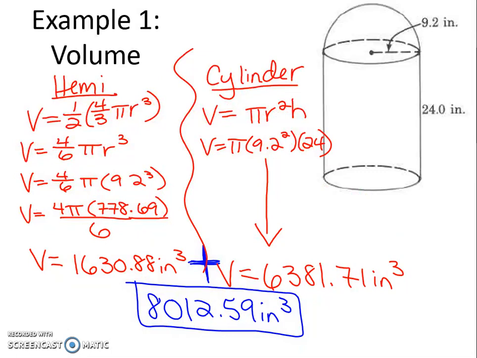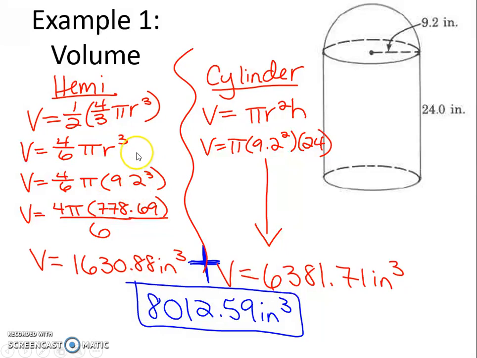Let's take a look at the volume now. It's the same composite figure. You have a half sphere, called a hemisphere, and then a cylinder. So we're going to do half of the volume, which is 4 over 3 pi r to the third power. This is on your formula sheet. So half times 4 over 3 is 4 over 6. Pi, just leave that alone.